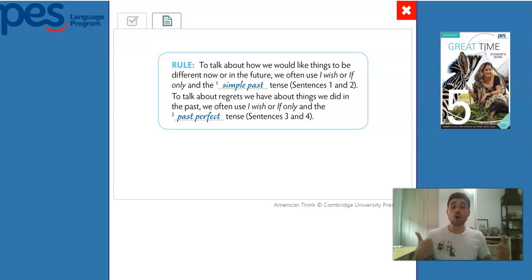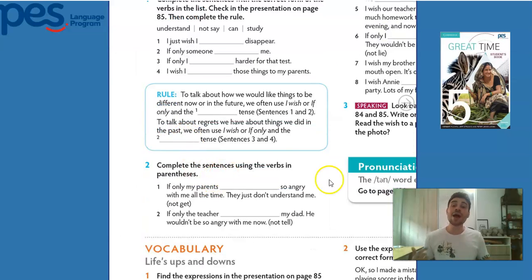Okay, good. Hope you could understand the difference between the present situation that I want to be different or the future situation that I want to be different. But to make the structure correct, I need to use "I wish" or "if only" and the simple past. And to talk about the regrets we have about past situations or past actions, we need to use this structure, "I wish" or "if only" and the past perfect, right? It is very important to bear this rule in mind, because now what you have to do is complete the sentences from exercise number two. And exercise number two tells you to complete the sentences using the verbs in parentheses.